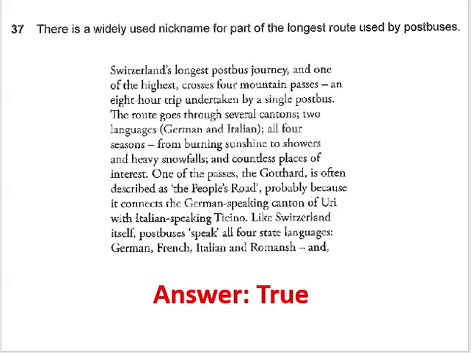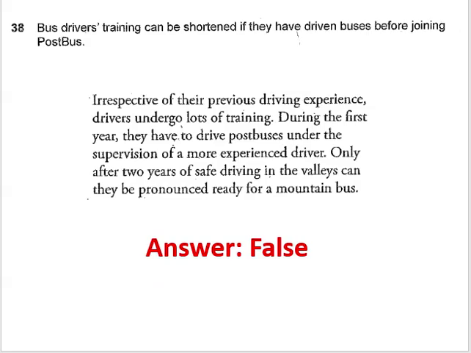There is a widely used nickname for the part of the longest route used by post buses. So some one particular part of this route is nicknamed. So let's read. One of the passes is often described as People's Road. So what is the nickname? The Gotthard is called the People's Road because it connects the German speaking canton of Uri with Italian speaking Ticino. So this is why the nickname is given, and what is the right answer? It is true. Then moving on to the next statement now.